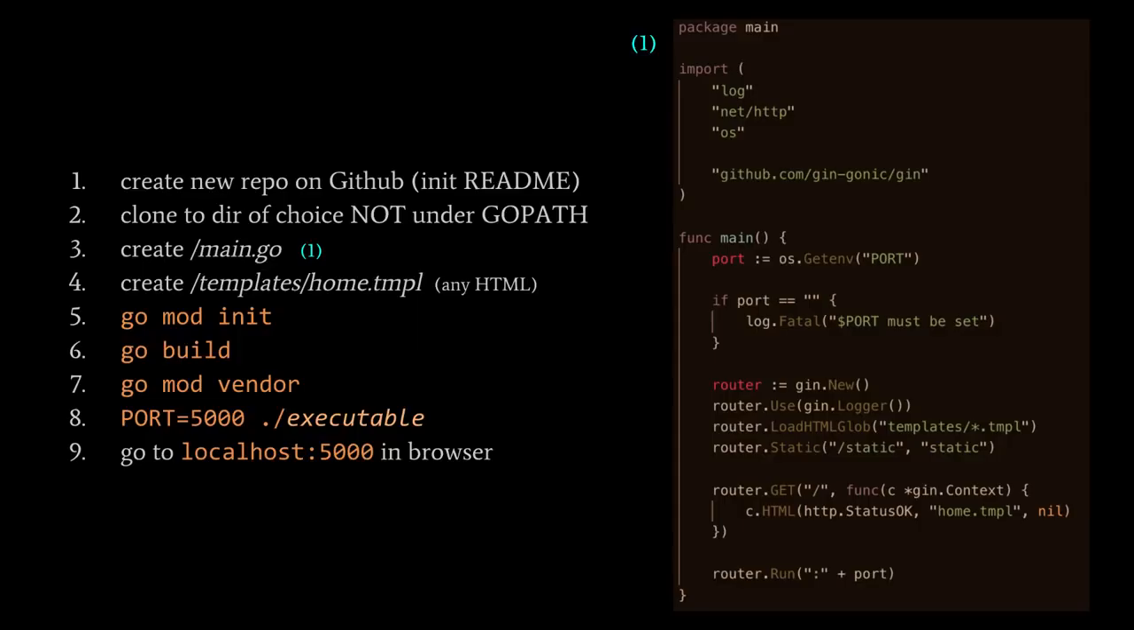So once you have a new project directory, inside that directory, create main.go and put the text you see here on the right in that file. Create a templates/home.tmpl file. And it doesn't really matter what's in there. Just put any HTML if you like. I'll show you some sample HTML on the next slide you might put in there.